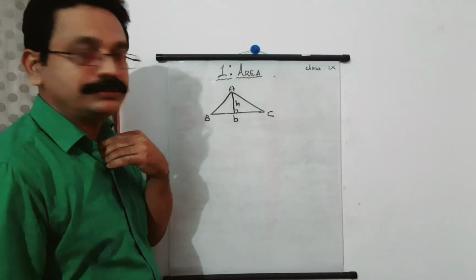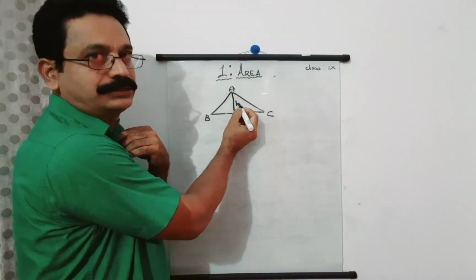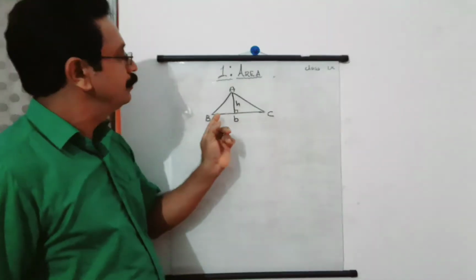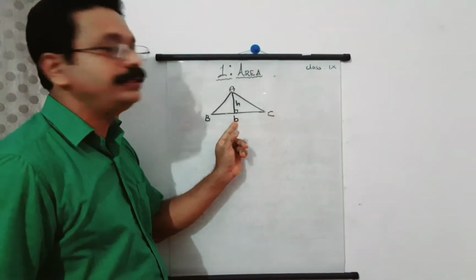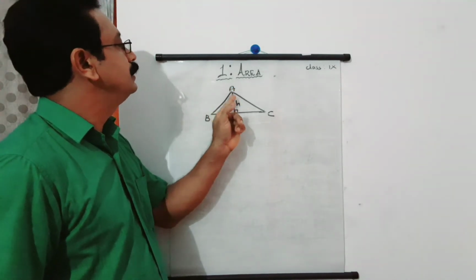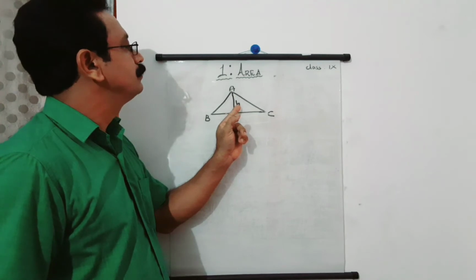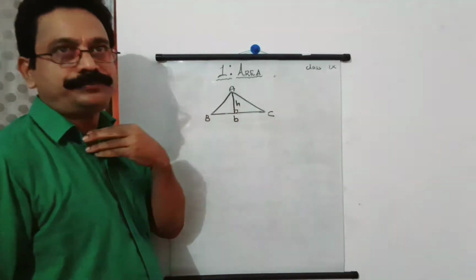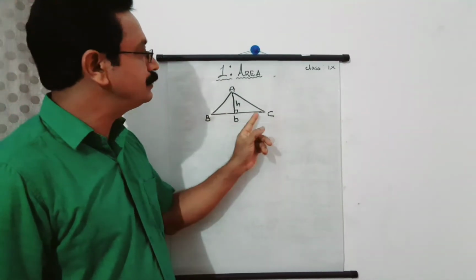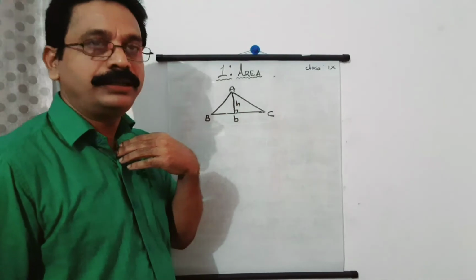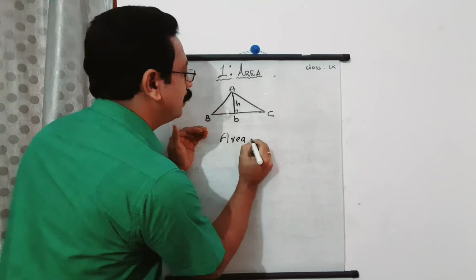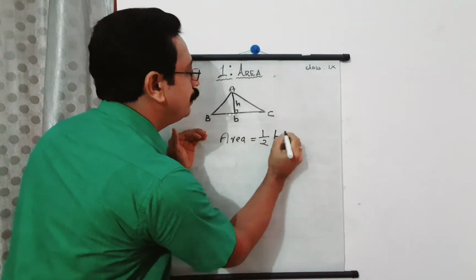What about its length? It is of length h. Here base is marked as b. That is, length of BC is b and perpendicular from its opposite vertex is of length h. What about area of this triangle? You already know, if base and height are given, area of the triangle is half bh.